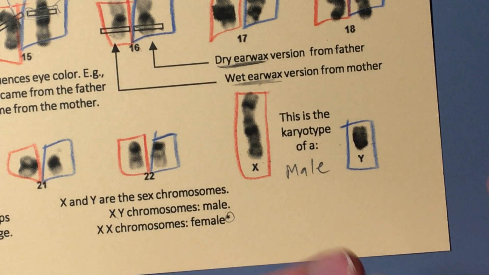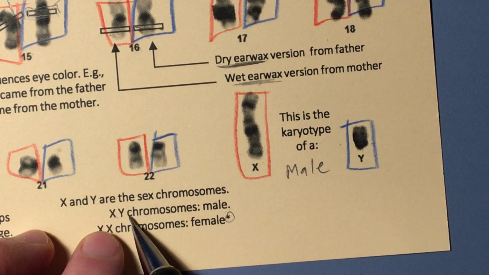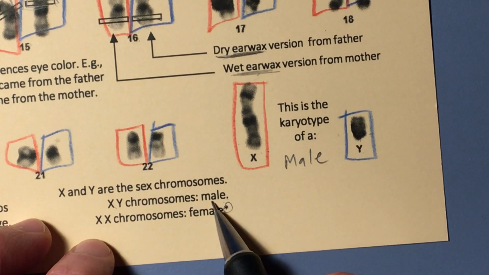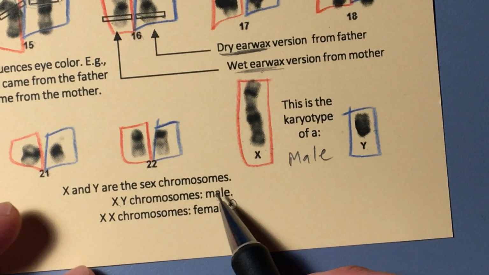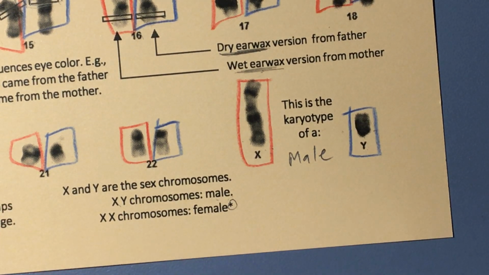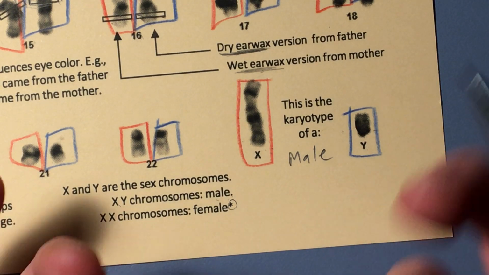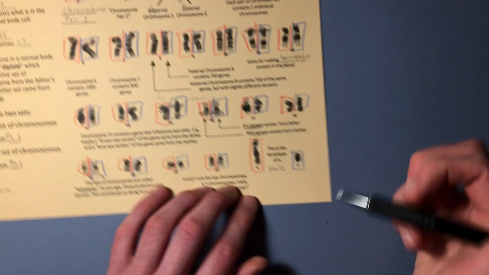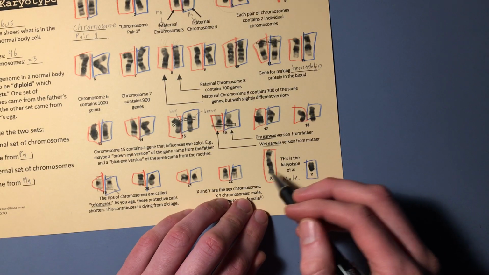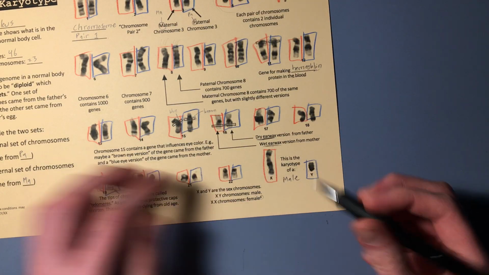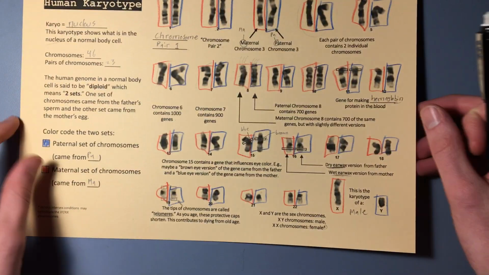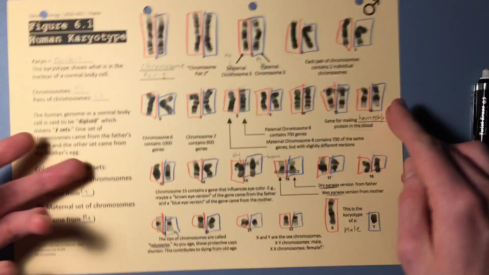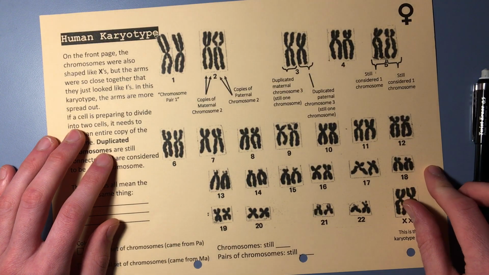But just for now, know that in general, in most cases, XY is going to indicate that it's a male, and XX is going to indicate that it is a female, okay? So any karyotype that I give you, you should be able to tell if it's a male or female based off of the X or Y chromosomes. That's what you're looking for. All right, good. That's one side. Let's go ahead and flip over to this side.